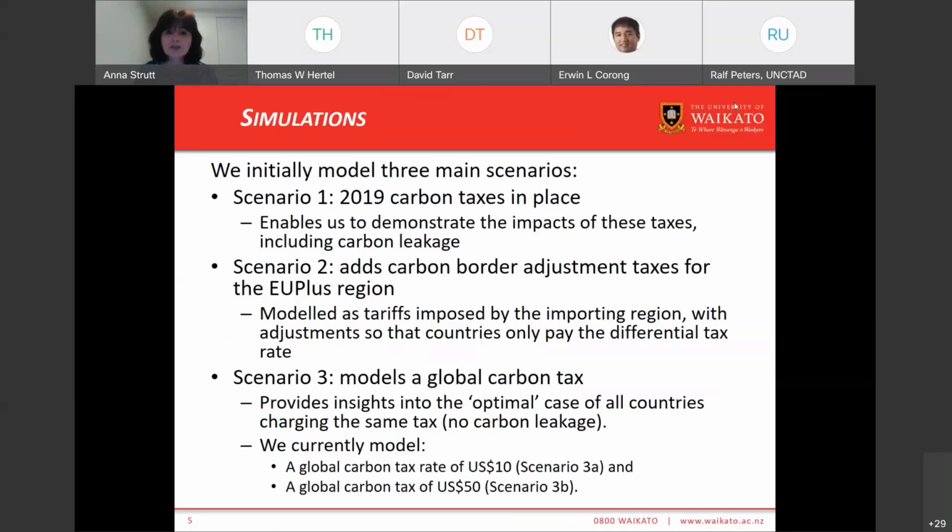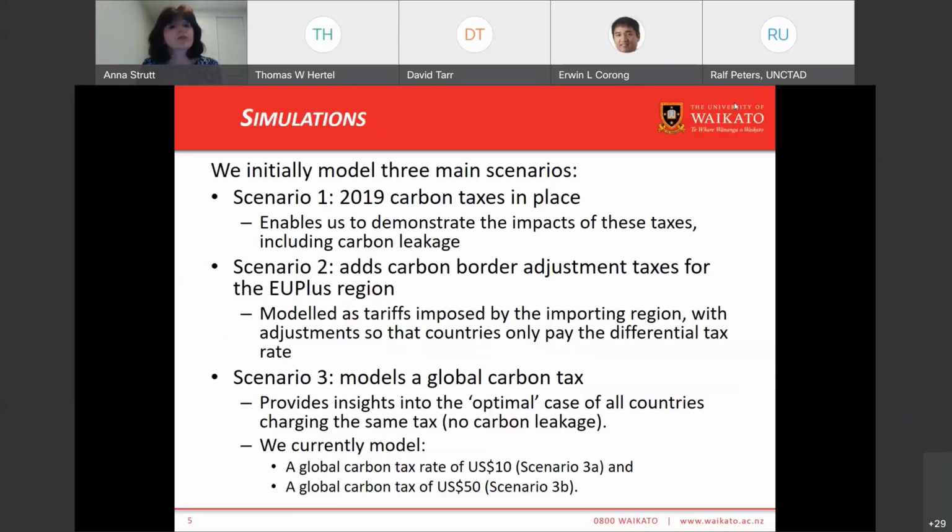Scenario 2 keeps those carbon taxes in place, but also adds carbon border adjustment taxes for what we call the EU plus region, and I'll define that shortly, but basically the EU region, EFTA and the UK. These are modelled as taxes imposed by the importing region, with adjustments made, as mentioned previously, so that countries only pay the differential tax rate. So scenarios 1 and 2 are very similar. You've got the carbon taxes in scenario 1 and then the border adjustment added in scenario 2.